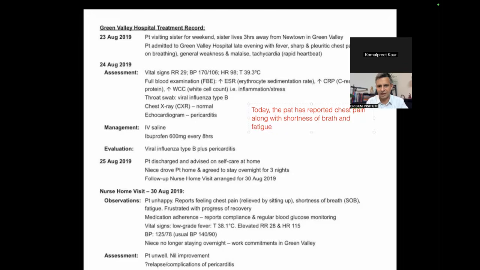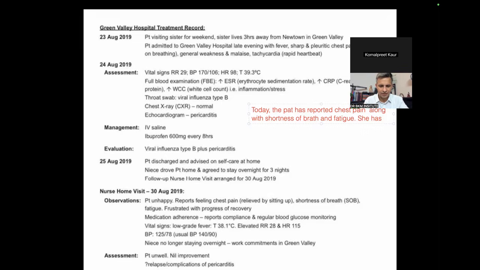So I'm also writing the last paragraph for you. Today, the patient has reported chest pain along with shortness of breath and fatigue. This is the main paragraph, so that's why I'm writing it in front of you. And then you will say, what else? Frustrated with the recovery, adherence. Adherence was good, frustrated, that is not important. And vital signs, low grade fever. She has, in the present, sorry, she has. In the past, I would have written had.